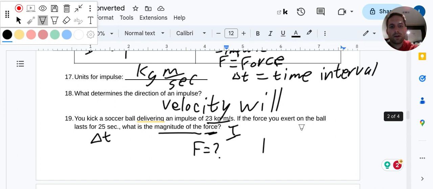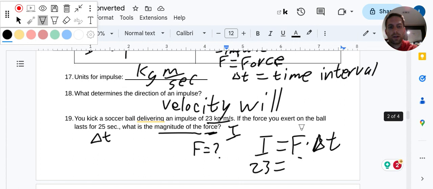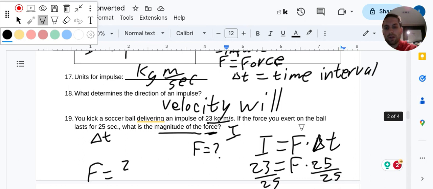Well, I know I equals F times change in T. So I just do 23 equals F times 25. Now I divide 25 to both sides. And I get F equals 23 over 25. And that should be newtons because it's a force. If you want to simplify that, I think it's 0.92 newtons. Okay.